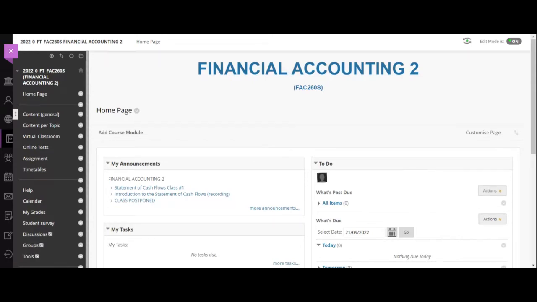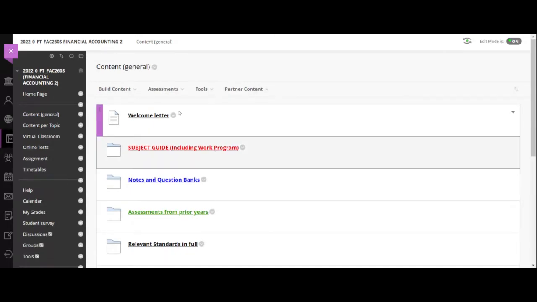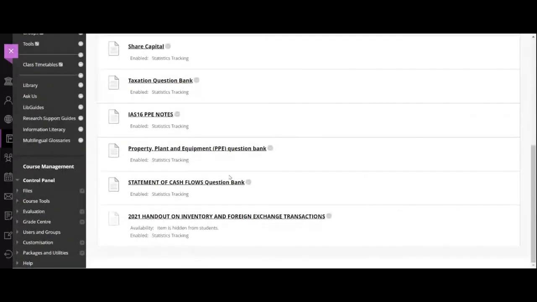So that is our main working area. But our question bank and all the various question banks are actually under the content general. So I'm clicking on content general. You'll see there are various folders there, a welcome letter, subject guide, you all know all this. If we go to notes and question banks, the one that will be right at the bottom on your side now will be the one called statement of cash flows question bank. If I click on that, it'll open it. You can download it. You can view it on Blackboard if you wish. So that is what we have.